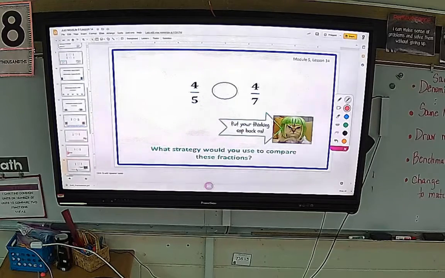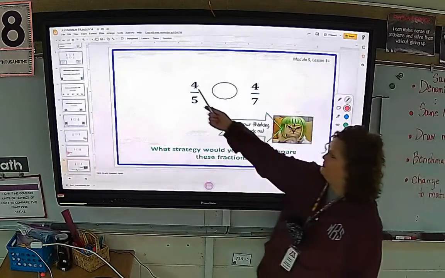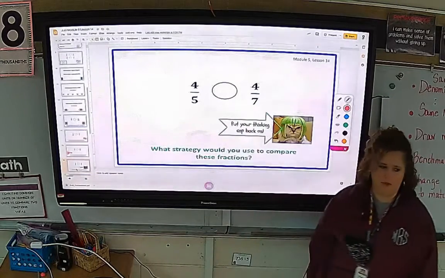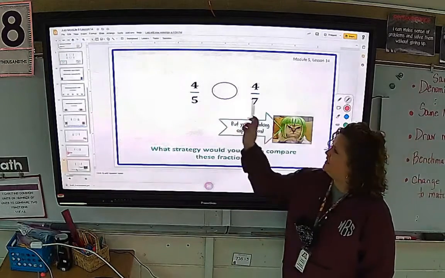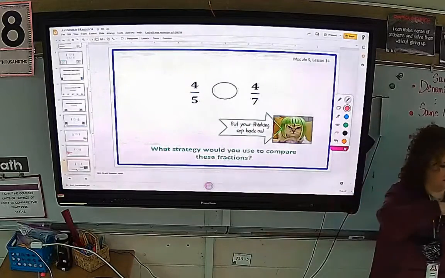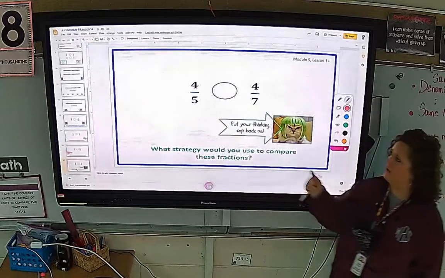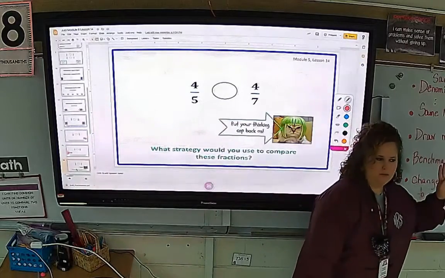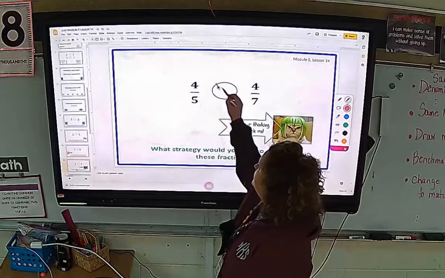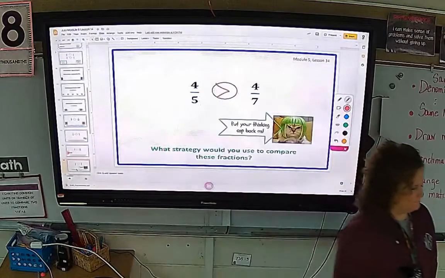Gage, what do you think? Do they have the same numerator? Yeah. They do. They have the same numerator, so we're going to grab that strategy. When you see two fractions that you're comparing and they have the same numerator, look at the bottom number. Look at the denominator. Which pieces are larger, fifths or sevenths? Fifths are larger. So if I've got 4 larger pieces and 4 smaller pieces, which one's going to be bigger? The larger pieces.